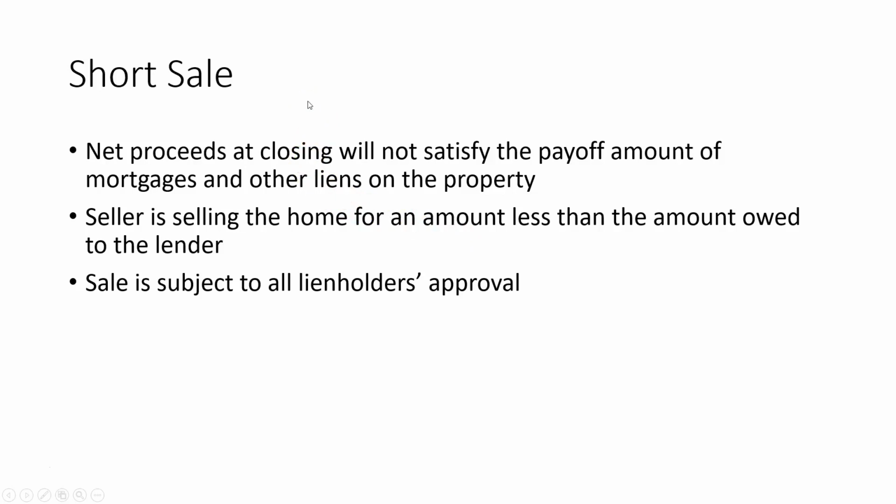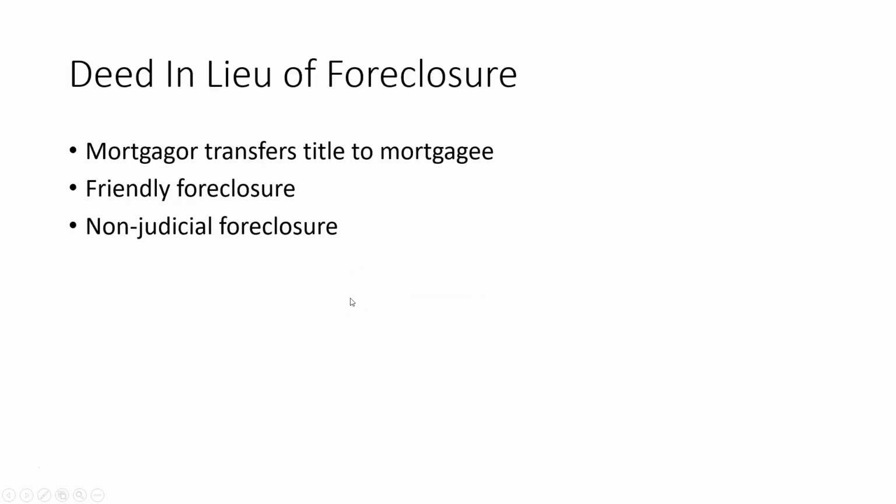Sometimes the banks will accept a lesser amount than is owed on the property because it helps save all the foreclosure costs and the charges and attorney's fees and so forth. So the net proceeds at closing will not necessarily satisfy the payoff amount of the mortgages and other liens on the property, and the seller is selling the home for an amount less than the amount owed, but the sale is subject to all lien holders' approval. Not only the banks, but anybody else who has a lien on the property. And then they will accept a percentage of the money owed to them.